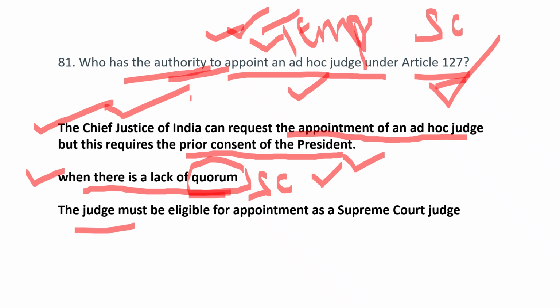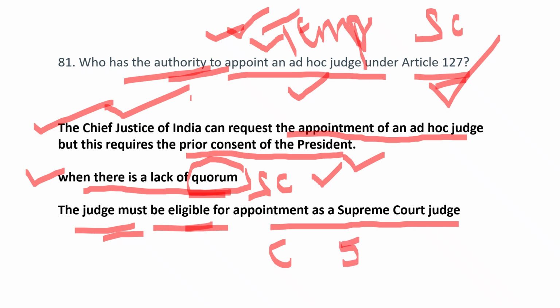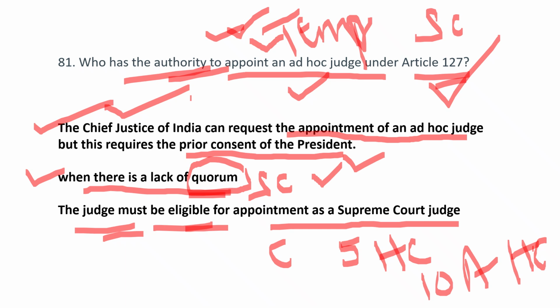And the judge who is going to be appointed as an ad hoc judge of the Supreme Court must be eligible for the appointment as a Supreme Court judge. That means he should be a citizen of India and he has 5 years of experience as a judge of the High Court or 10 years of experience as an advocate in the High Court. Then only that person can be appointed as an ad hoc judge under Article 127 of the Indian Constitution. Next question.